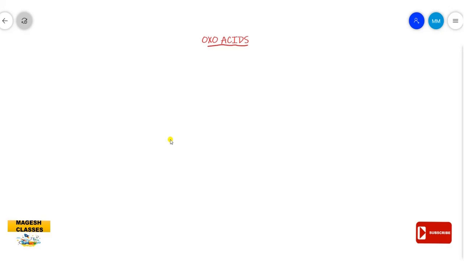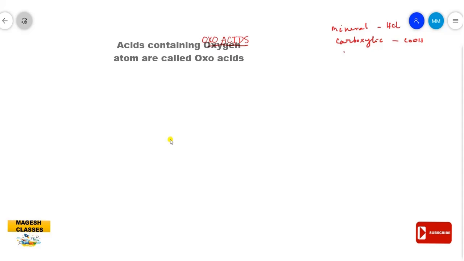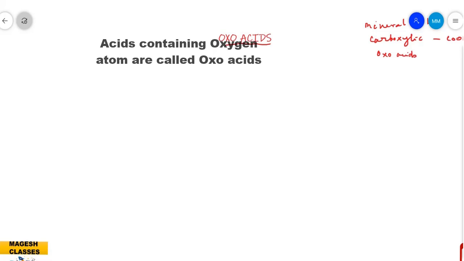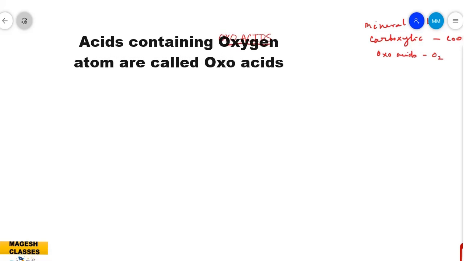In this presentation I would like to discuss the oxo acids of some of the elements. First of all, what are oxo acids? We have mineral acids and carboxylic acids, having the carboxylic group, COOH group. Mineral acids contain a mineral, like hydrochloric acid. And one more type of acid, oxo acids: oxo acids contain oxygen.